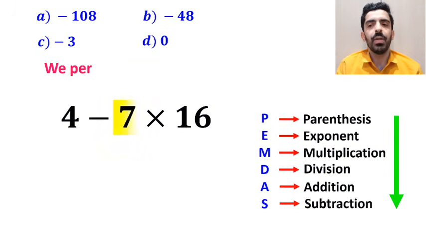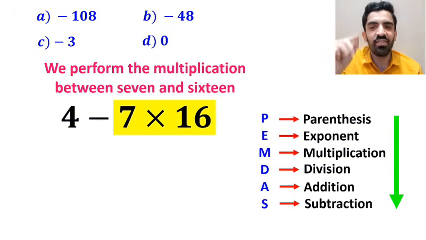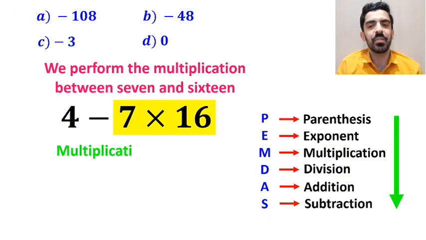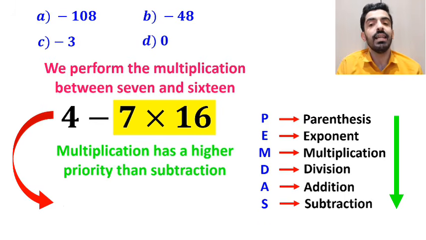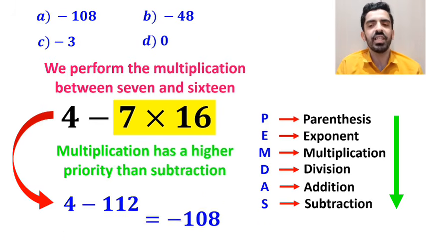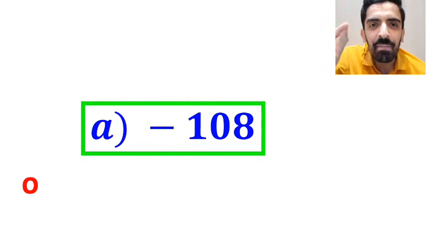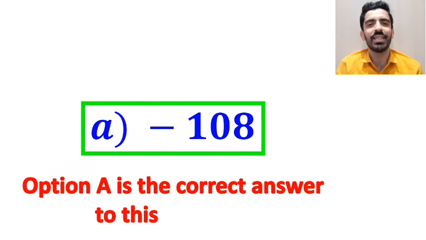And in the final step, we perform the multiplication between 7 and 16 because multiplication has a higher priority than subtraction. This expression becomes 4 minus 112, which finally gives us the answer negative 108. That's great. Option A is the correct answer to this question.